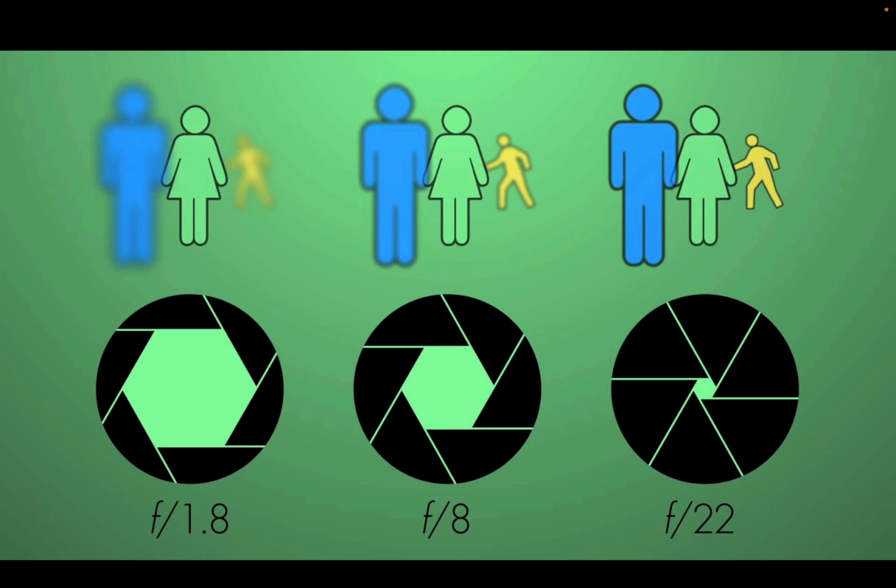Some more examples here of an f1.8 versus an f8 and f22 and what kind of look you're going to get with these different apertures. If you have three different people standing in a line with distance between them, you can see that the person in the center is focused at an f1.8, but the person in front of them and behind them are blurred out. At an f8, the person in front and behind are a little bit blurred out, but they're still kind of getting in focus. And then finally at f22 with a small aperture, everybody is shown throughout the image.